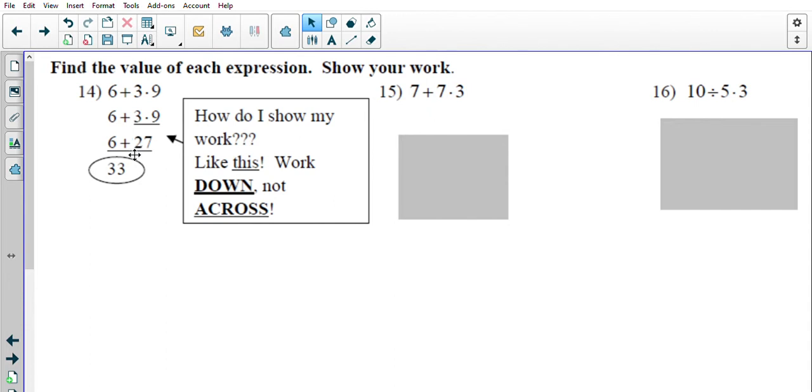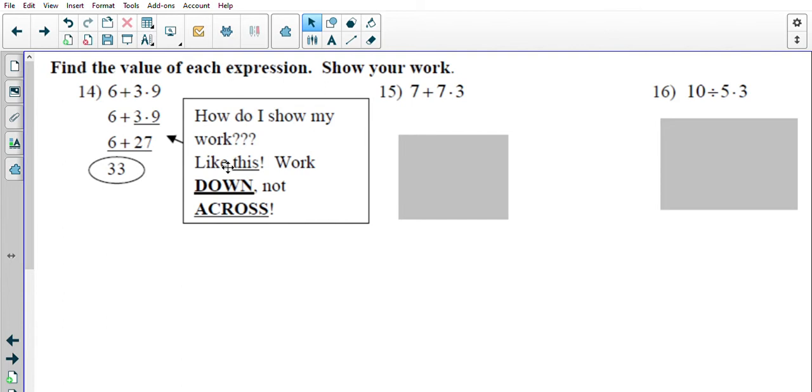I do like to work down instead of across. That way I can keep track of each of my steps. It does take up quite a bit of room, but I think it does help you to see your work a little bit more clearly. Sometimes I have students who show like these little numbers above the 3 times 9, so they'll put the 27 above it and then lose track of the numbers as the problems get more complicated. Don't forget to circle or box in your answer as well. It makes it easier for you to check and for me as well.